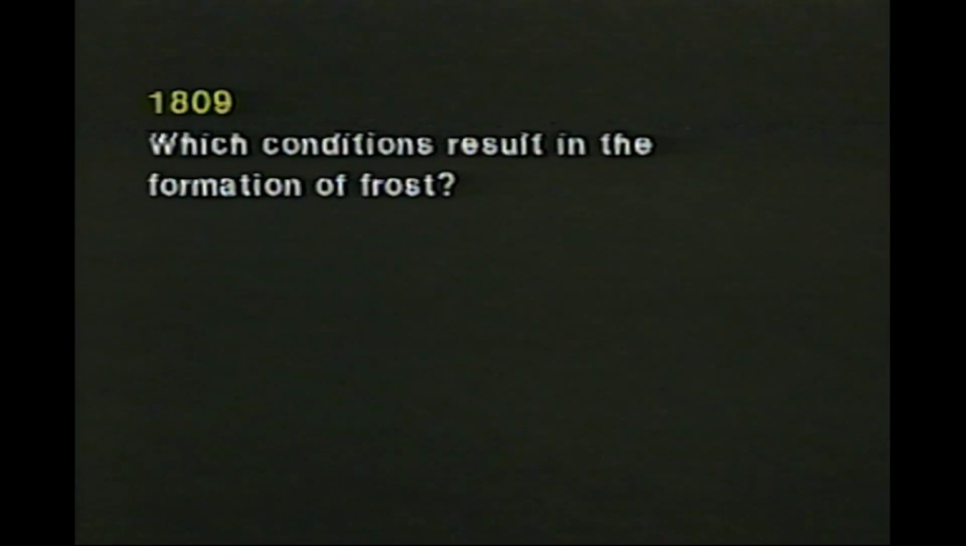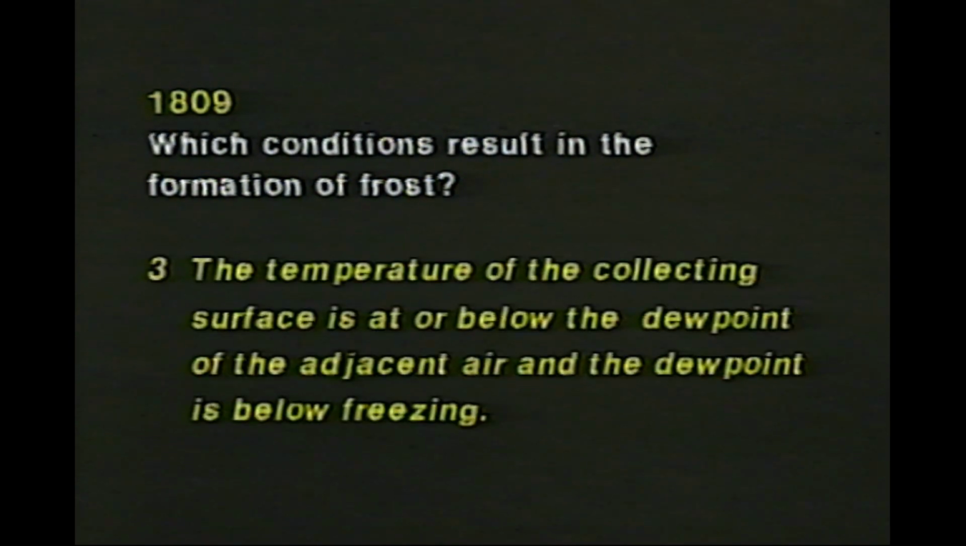There have been numerous accidents. And when I was a pilot in Alaska, I personally saw airplanes pile up at the end of the runway trying to take off with frost. So that can be avoided. Question 809. Which conditions result in the formation of frost? Well, it's answer 3. The temperature of the collecting surface is at or below the dew point of the adjacent air, and the dew point is below freezing. That's the example I just gave about descending from a cooler area to a warmer area.